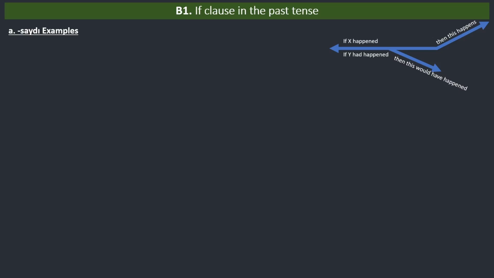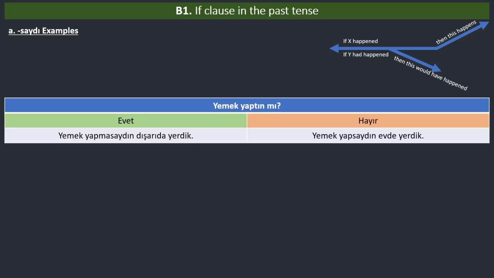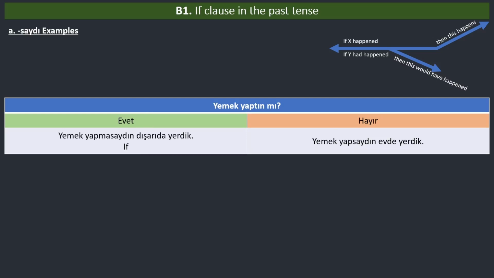Okay, I hope this is easy to understand. I hope this is not too confusing. So let's have our examples again. Yemek yaptın mı? Evet or hayır. So, yemek yapmasaydın dışarıda yerdik. If you hadn't cooked food, we would have eaten outside. Yemek yapmasaydın dışarıda yerdik. But you made the food, so we are eating at home.